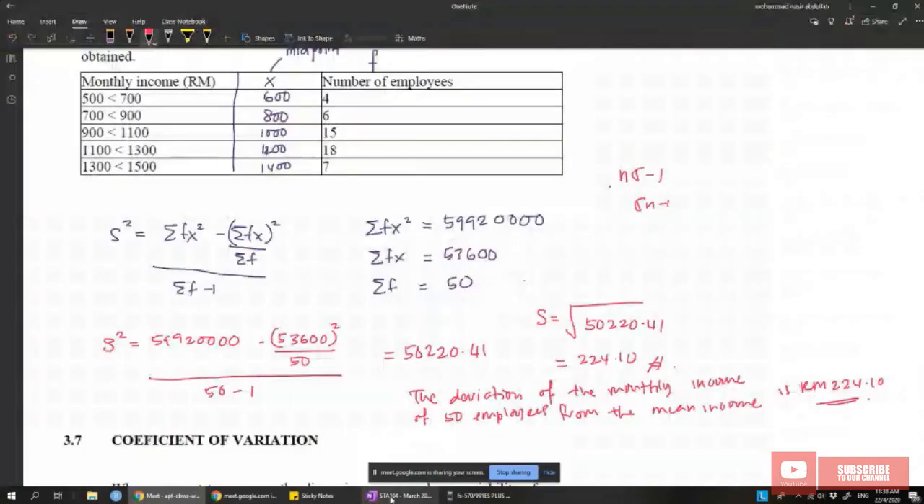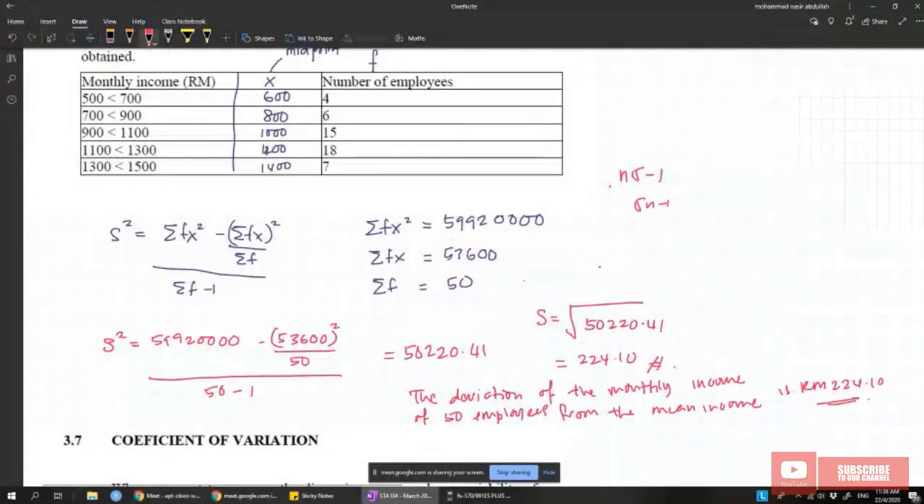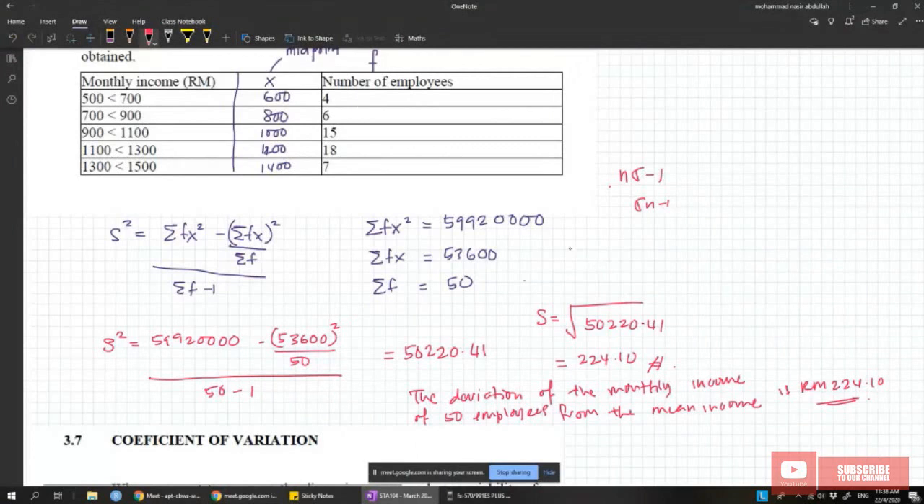This is a very simple topic, but if you don't interpret, we are going to lose marks. No, actually it depends on the question. If the question requires you to interpret the value of standard deviation, then you need to interpret. Then it will give you marks. If they do not require you to interpret, then you don't need to interpret. Simple as that.